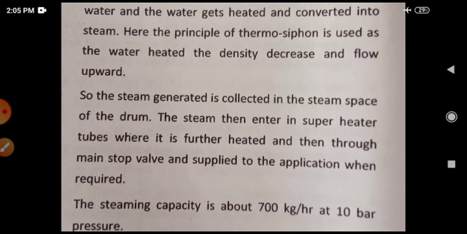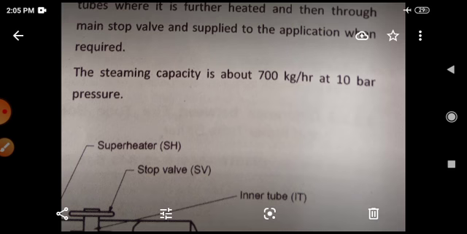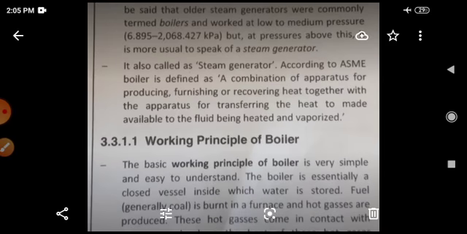Okay, you can see over here that the capacity of this boiler is about 700 kilograms per hour at a 10 bar pressure. Pressure is also high in this case. Okay, you can see the layout again.